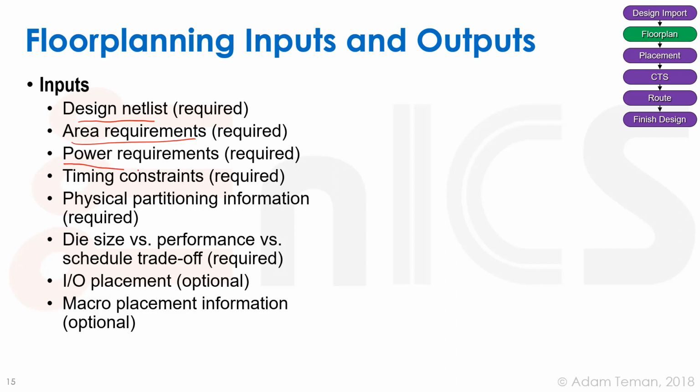What our power requirements are, how much current we're going to be dissipating, what type of IR drop we can tolerate, and so forth, and we'll discuss that a bit later. What our timing constraints are, so that's our SDC file basically. Physical partitioning information, that's if we divide our whole design into subblocks and we use a hierarchical flow to deal with them separately and make our problem a bit smaller. We have to have trade-offs between die size, performance, and schedule of actually making the tape out.